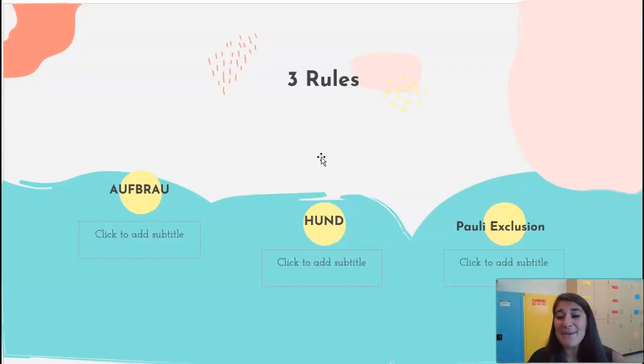Okay. And then we have the Pauli exclusion principle, which you heard a little bit about when you were studying the history of the atom, right? The Pauli exclusion principle states that we don't really know where electrons are.